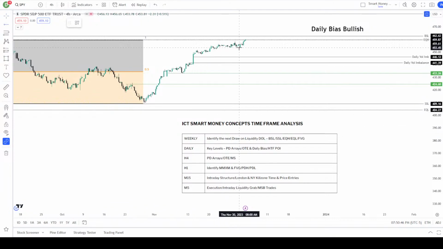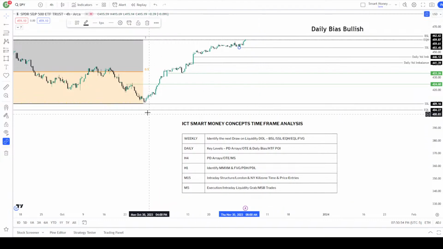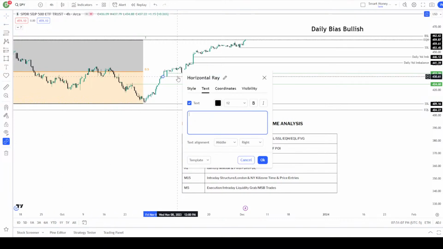So we do have a sell side level right here. Sell side again is always on the bottoms. Buy side is on the tops. So we got a sell side liquidity there. And we have equal lows right here that we haven't come back for yet.